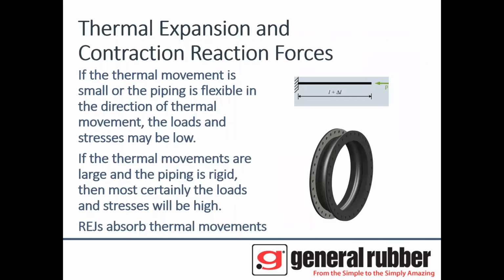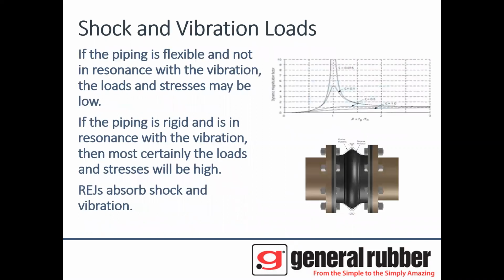Thermal expansion and contraction reaction forces. Again, we can visualize this. The pipe expands and contracts. If the thermal movement in the pipeline is small, or the piping is flexible in the direction of thermal movements, the loads and stresses will be low. If the thermal movements are large and the piping is rigid, then most certainly the loads and stresses will be high. Again, rubber expansion joints absorb thermal movements. And again, a performance expansion joint will do this that much better.